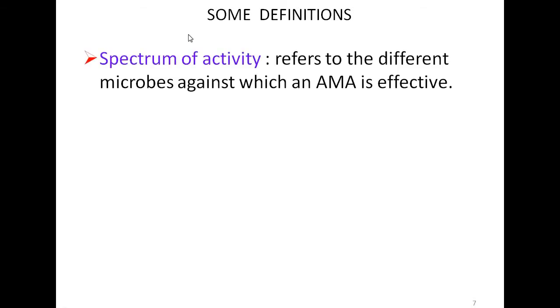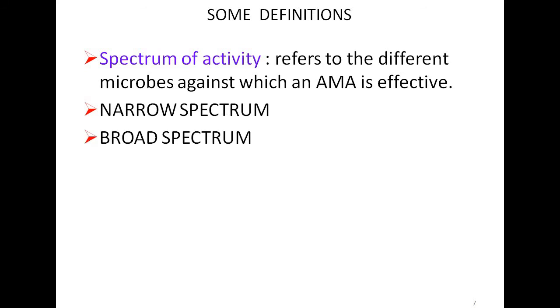Now coming to some definitions, we have already defined antibiotic, antimicrobial agent and chemotherapy. When one says spectrum of activity of an antibiotic, it refers to the different microbes against which an antimicrobial agent is effective. So based on the spectrum of activity, we can group the antibiotics into narrow spectrum and broad spectrum.